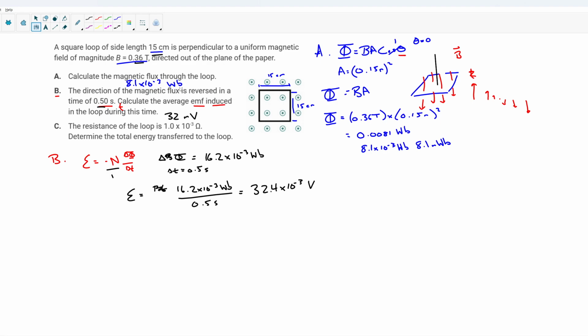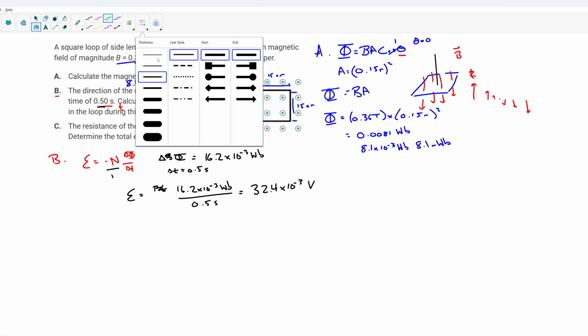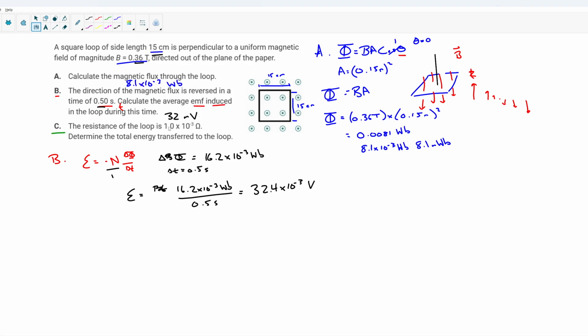0.0032, fine, but kind of sloppy. Let's do good notation. Okay, so that's what we got. All right, and let's try the last one. Let's try part C here. Now we get a resistance of the loop, and I want to find energy transferred.